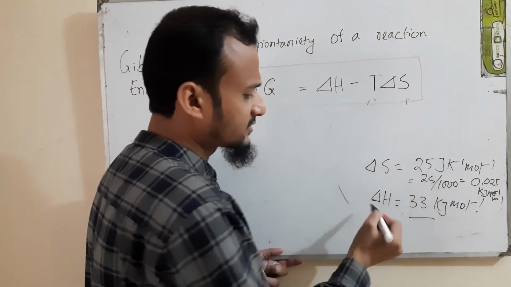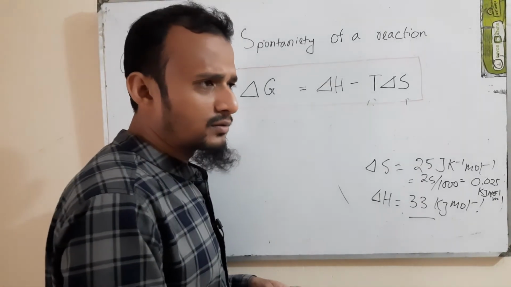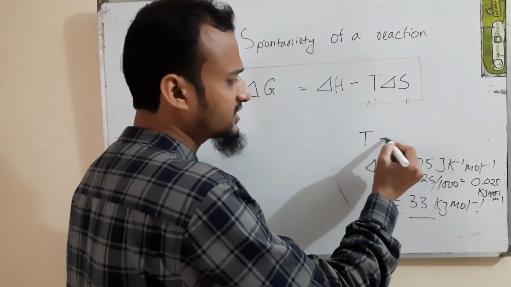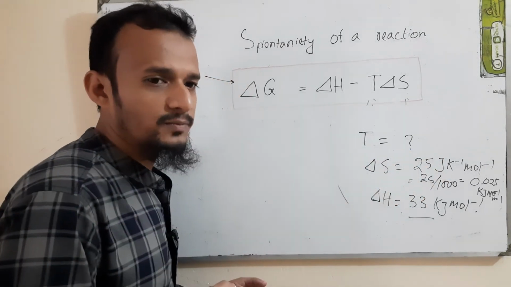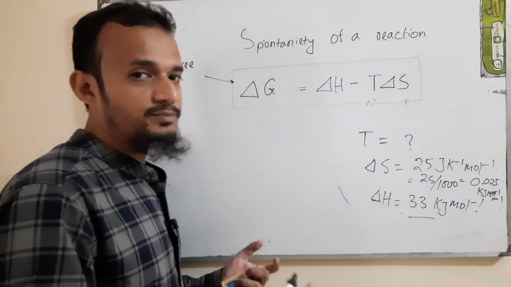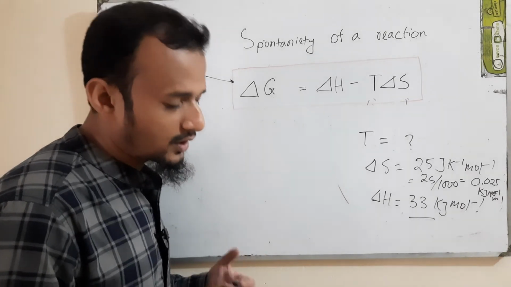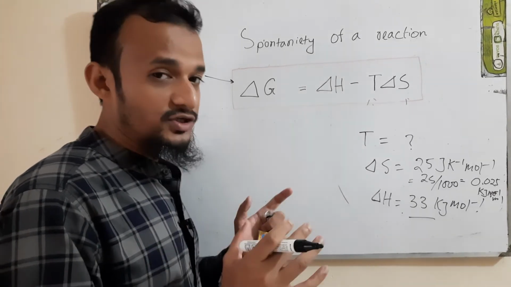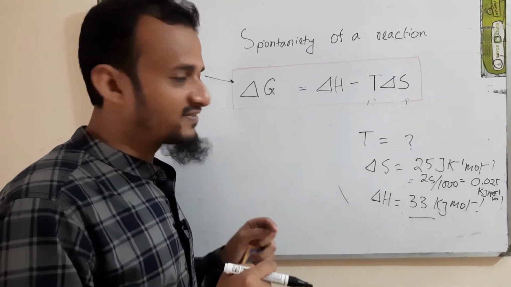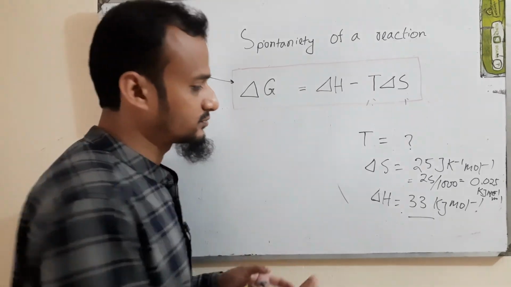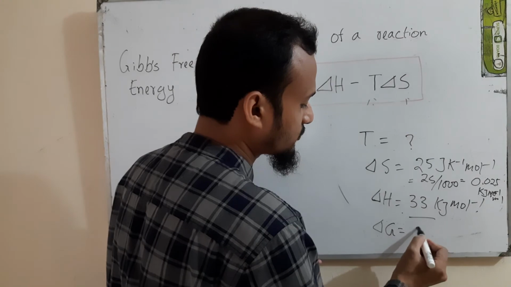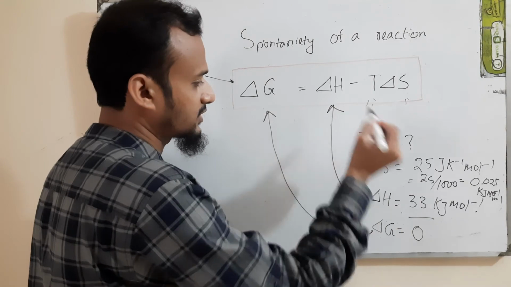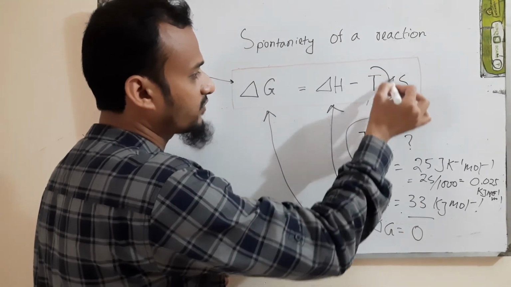Now, delta S is given, delta H is given, but they want you to find the value of T. At what temperature will the reaction be feasible? Here's the thing: if they ask you at what temperature the reaction will be feasible, would be spontaneous, you need to consider at that point that the value of delta G is 0. So delta G is equal to 0, delta H is that, delta S is that, and then you find the value of T.